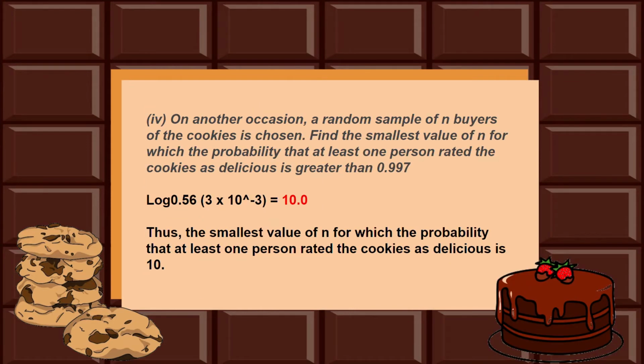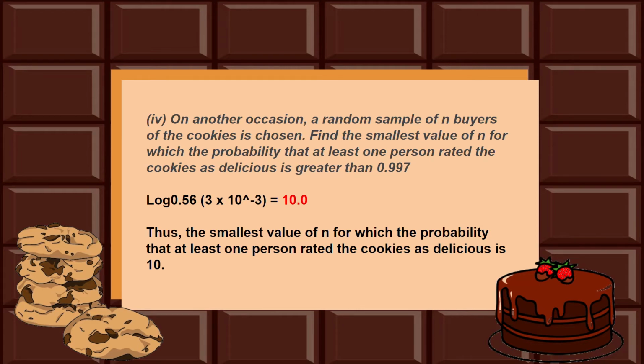Now we go to the last question, which is a bit challenging. On another occasion, a random sample of n buyers of the cookies is chosen. Find the smallest value of n for which the probability that at least 1 buyer rated the cookies as delicious is greater than 0.997. If in the previous questions we already knew the total number of buyers in the sample, which is 20, in this question, we don't know the number of buyers yet.